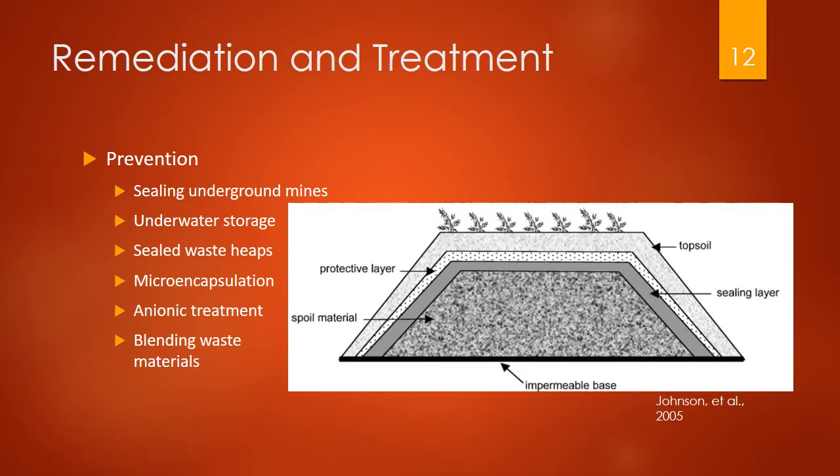There's anionic treatments, and then blending waste materials. Blending waste materials would be taking a basic waste that you have from one place and mixing it together with the mine tailings that you have, and the end result would be a neutral runoff, because it's not the chemicals, it's the acid that we're trying to take care of here.